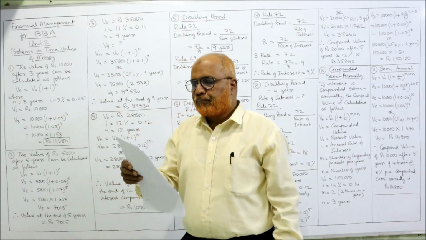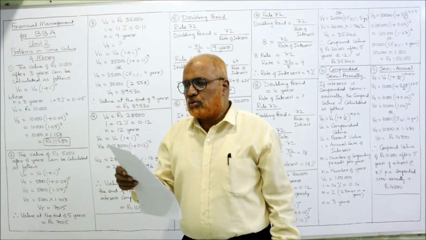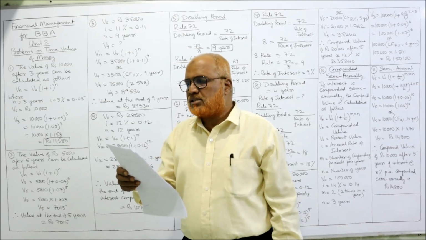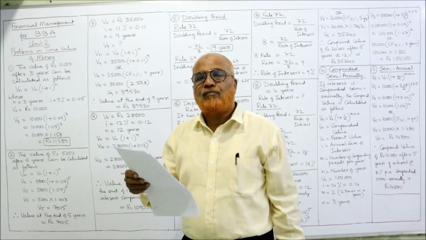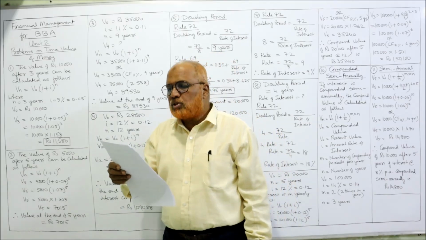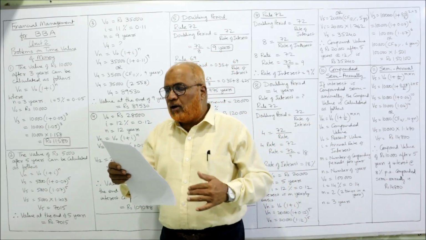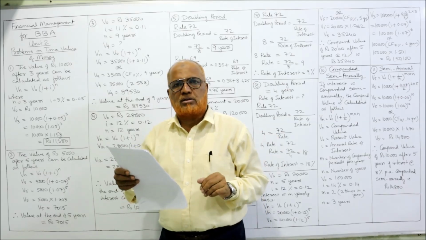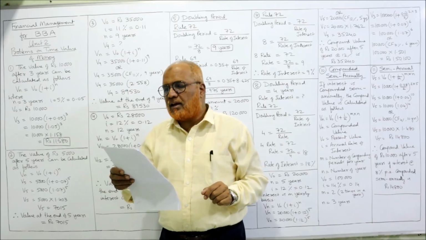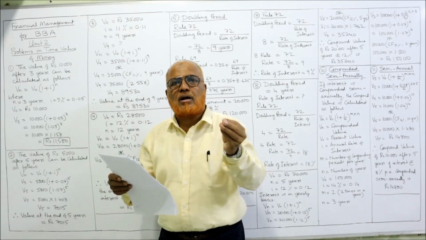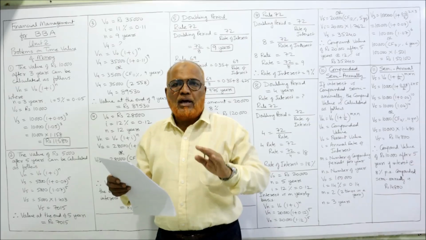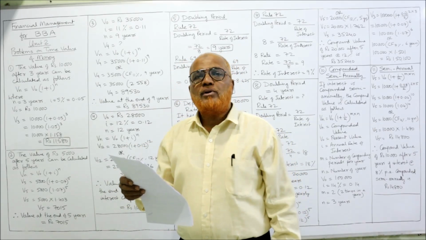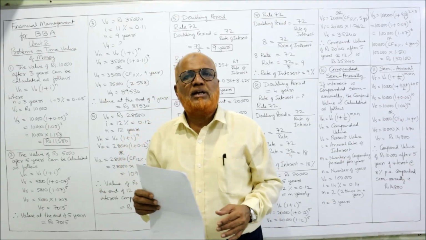Now the first problem. Mr. A deposits 10,000 rupees in a fixed deposit with a bank at the rate of 5% interest compounded annually for a 3 year term. How much total amount will he get at the end of 3 years? Right now Mr. A is depositing 10,000 and the banker is giving the rate of interest at 5% per annum compounded annually. Every year interest will be compounded, and how much will he get at the end of 3 years?